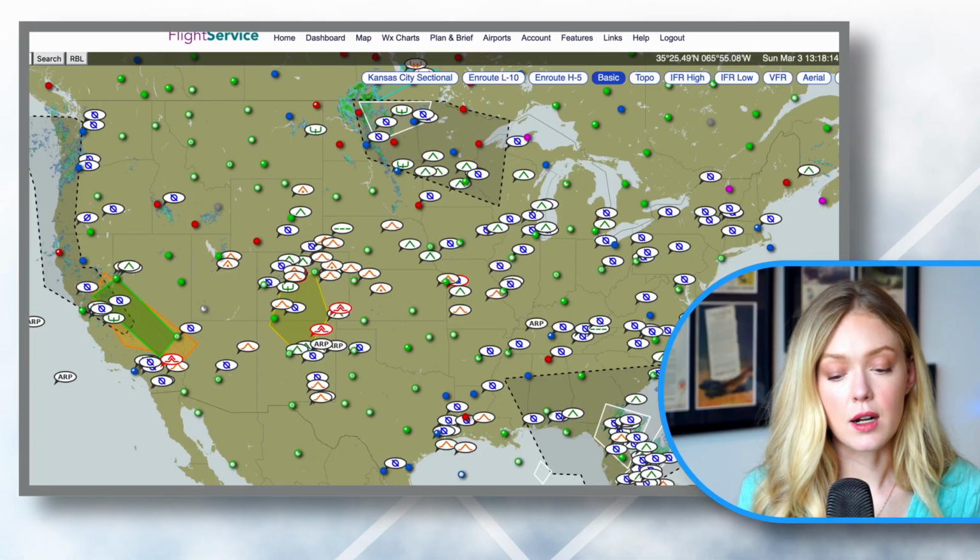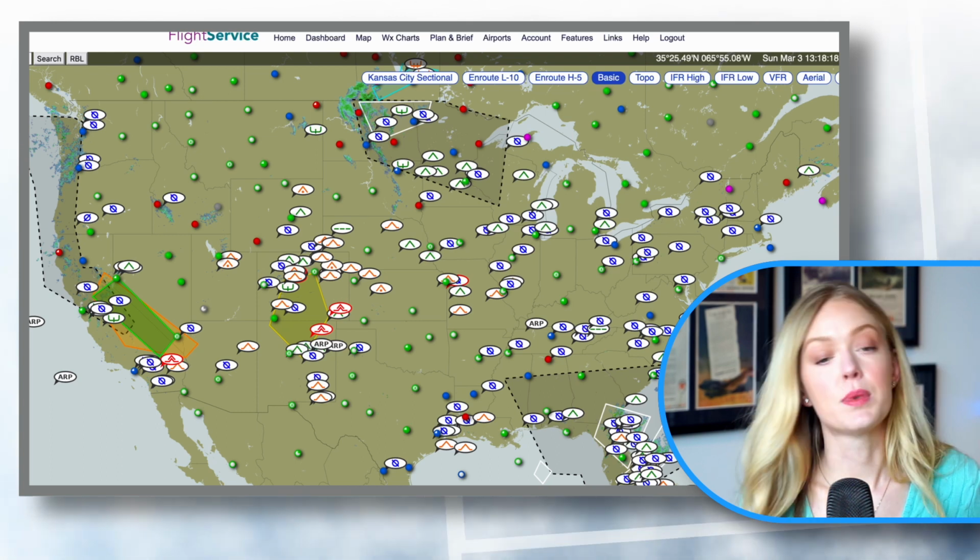PIREPs all over the place that are supporting ceilings, tops, turbulence, icing. PIREPs give you the most up-to-date information about what environmental conditions actually are present. AIRMETs and SIGMETs and freezing levels, those are based off of predictive models. They are only so good.